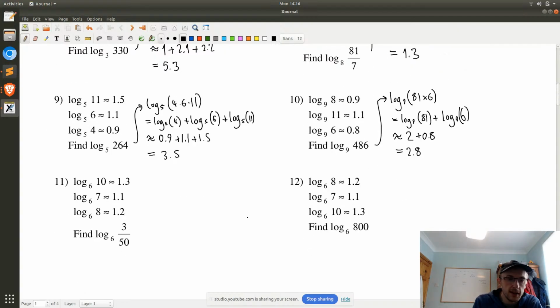Next up, log base 6 of 3 over 50. So, how to do this?